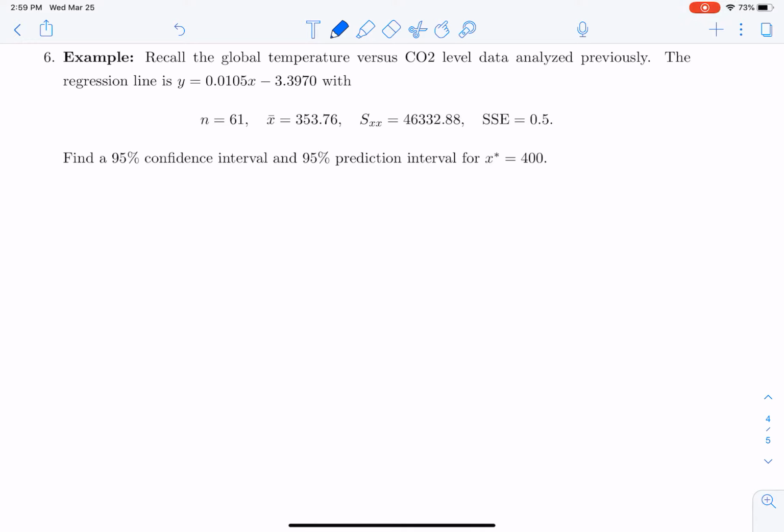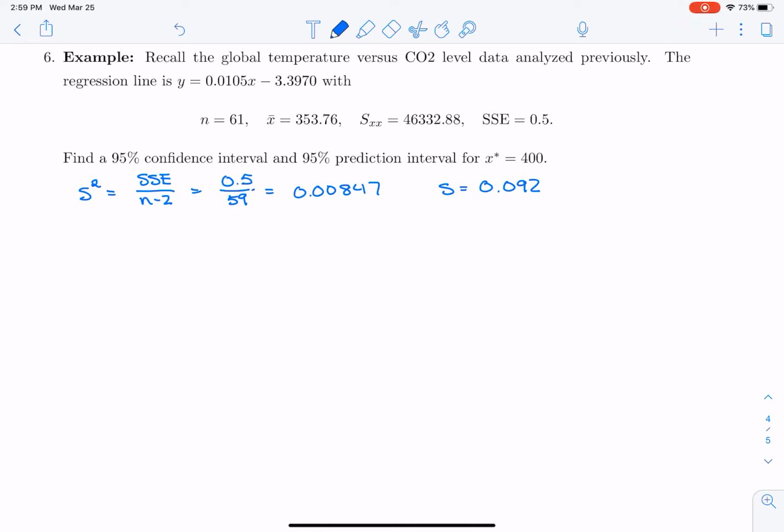Okay, so in order to find the confidence interval, first I'm going to need to know what the standard deviation is, or the variance. So remember that the variance, s squared, is going to be the sum of the squares of the error divided by n minus 2. In this case, that's given as 0.5, and then n minus 2 is going to be 59. So that's going to be 0.00847. The standard deviation, which is the square root of that, is going to be 0.092.